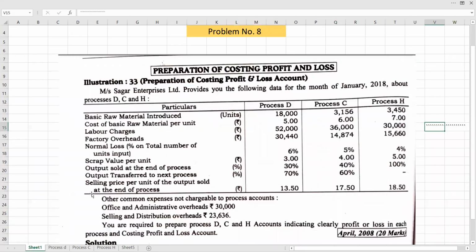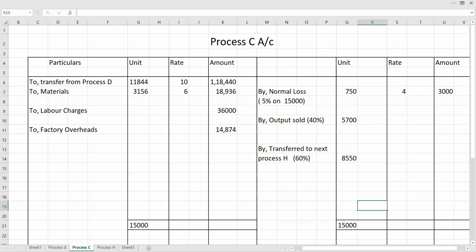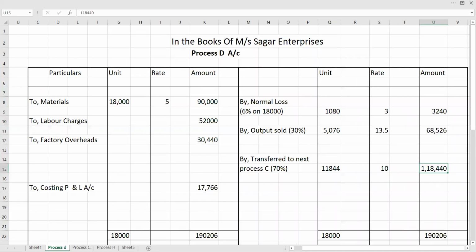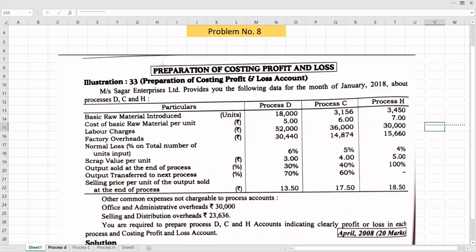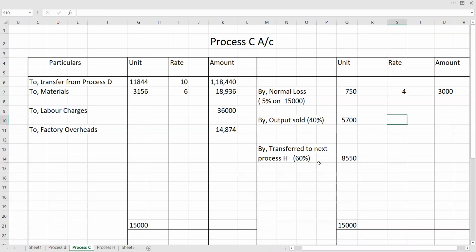See in the problem, here the selling price per unit is given. Selling price per unit of output sold is given. For process C, it is 17.50. So आपण जो रेट आहे हा इथे रेकॉर्ड करून घेऊया. जेवढे आउटपुट सेल केलेले आहेत 40% त्याचा रेट दिलेला आहे इथे. So how much the rate is? Let's see, 17.50.